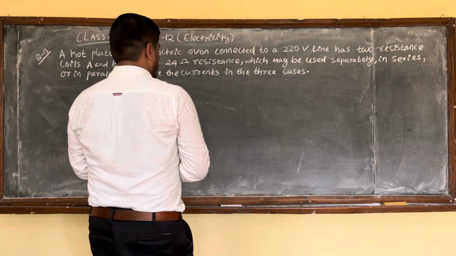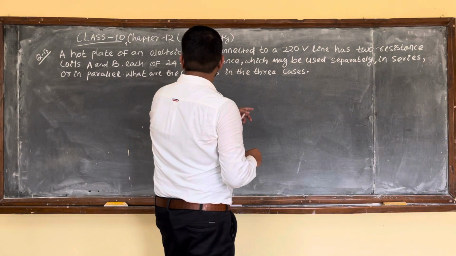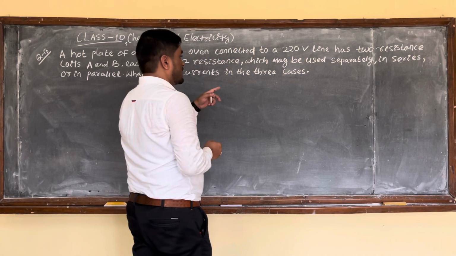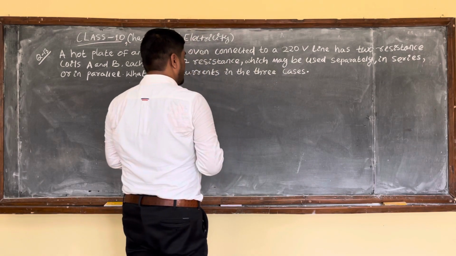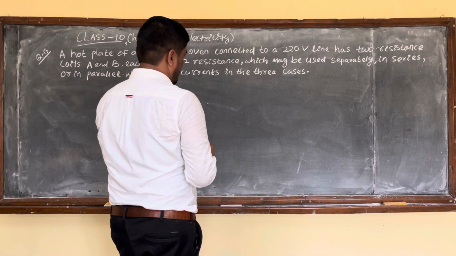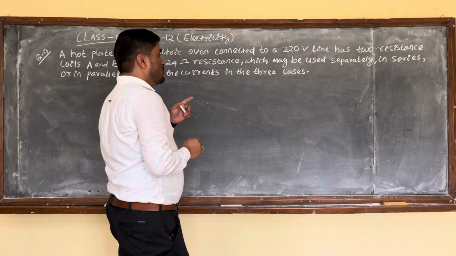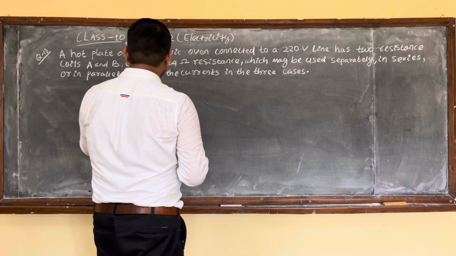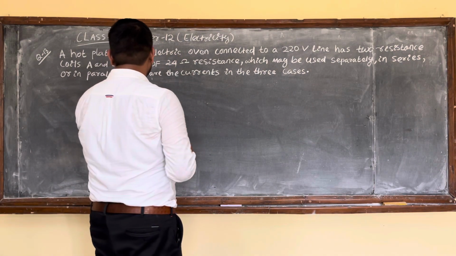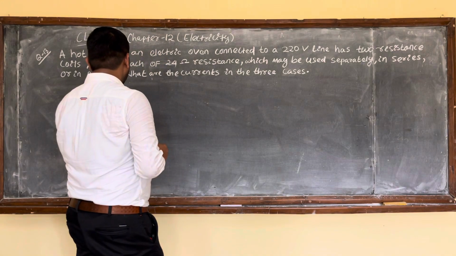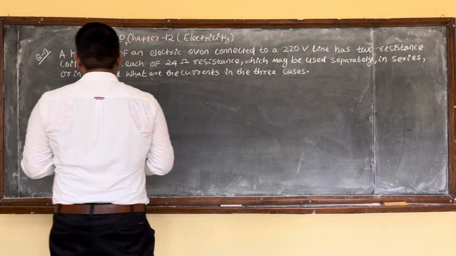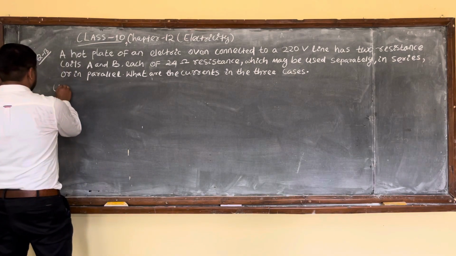There are three cases. The first case is the two coils used separately, and you have to find out what is the current for the case. The second case is when the two coils are connected in series, and the third case is when the two coils are connected in parallel. So case 1.